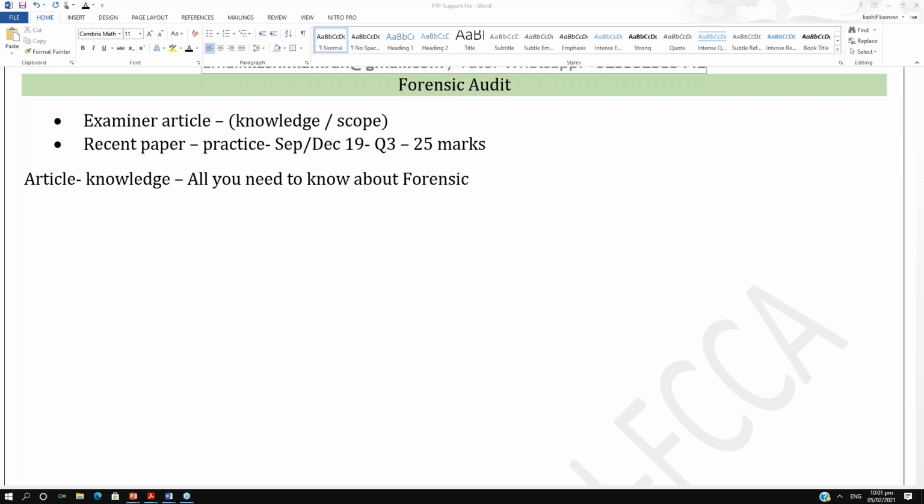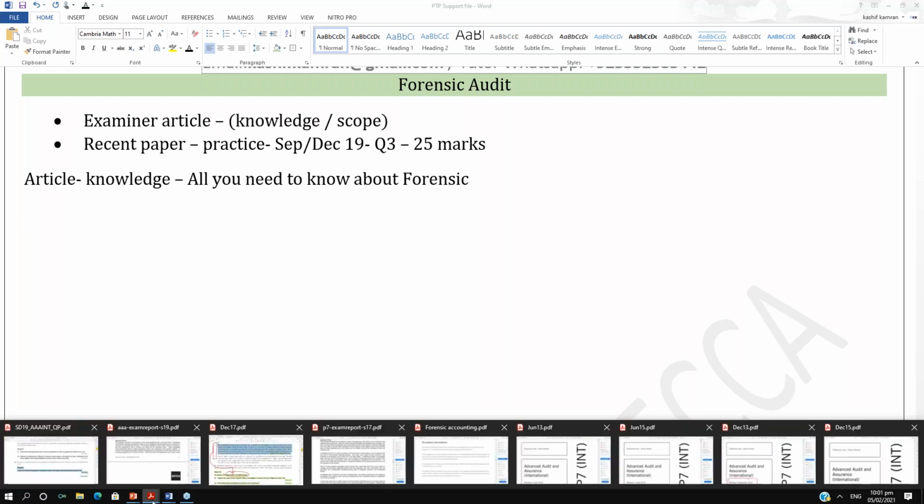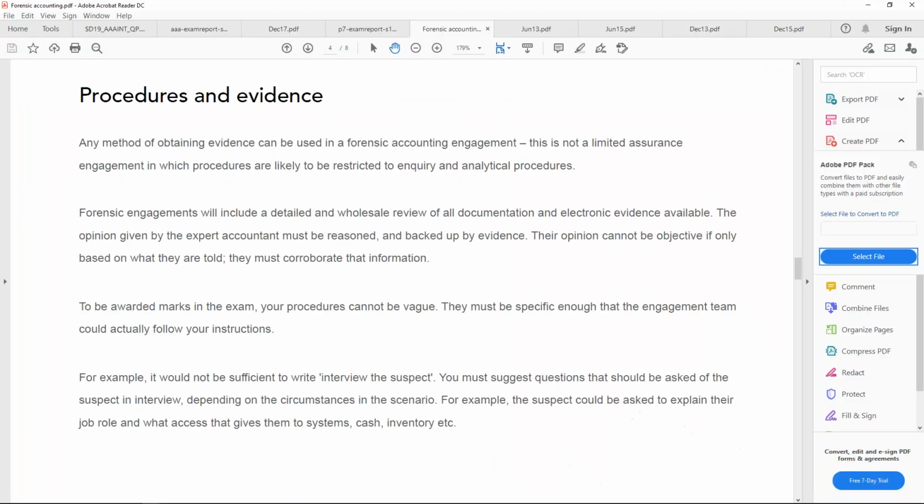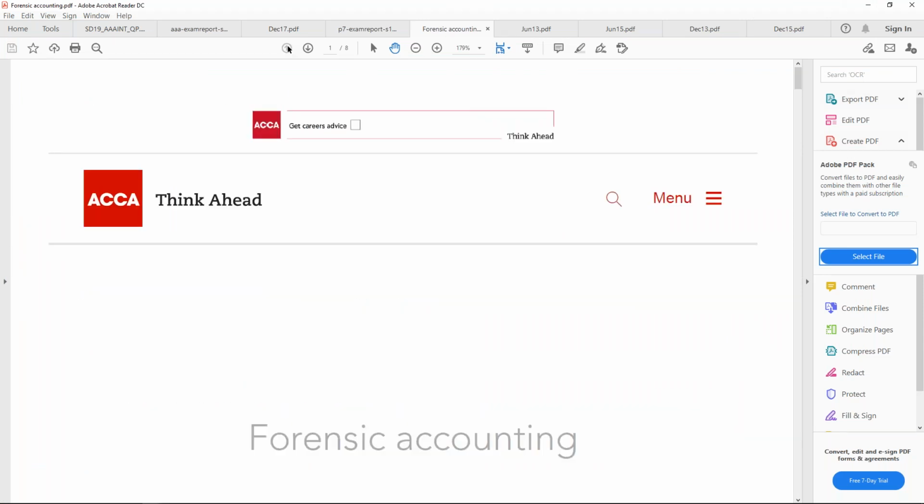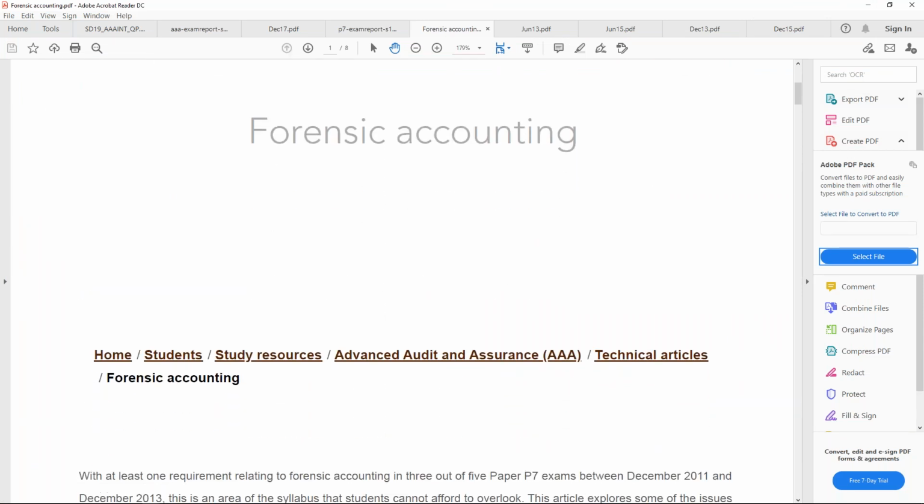Okay, now the article on forensic accounting, if I can show you that, which is right here. You can see that on your screen now. This is the article titled Forensic Accounting, which is shared in the handout section of the webinar.